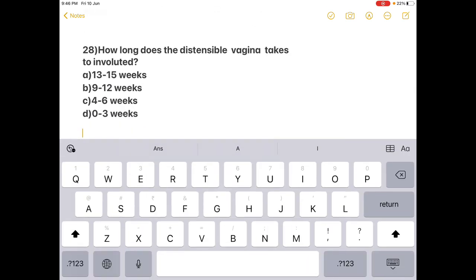Next question. How long does the distensible vagina take to involute? Involution of uterus during puerperium. There is a topic puerperium. If we know how long the period of puerperium is, then we can easily guess this answer. Option A 13 to 15 weeks, option B 9 to 12 weeks, option C 4 to 6 weeks, option D 0 to 3 weeks. Correct answer here is C, 4 to 6 weeks.